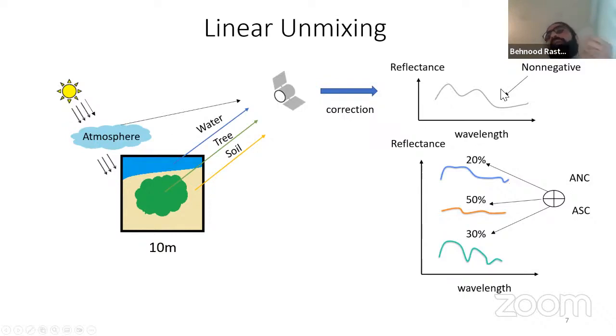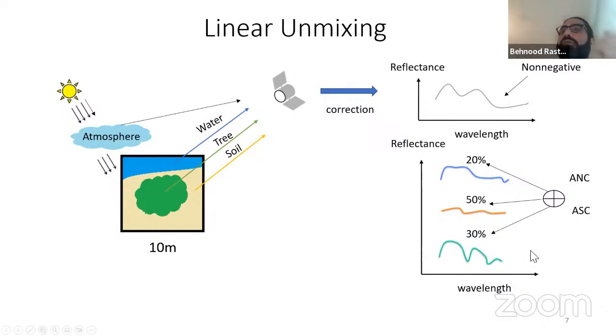So this reflectance that you have, but it's a little bit too long, it should be the same length as the other, but the main concept is that the reflectance that you have, first of all, is non-negative, and then it is a summation of different percentages of the minerals that are here. So, for instance, in this case, it's 20% water, 50% soil, and 30% grass. And the summation of these fractions obviously is equal to one.